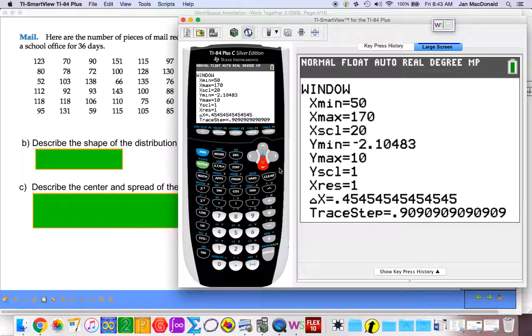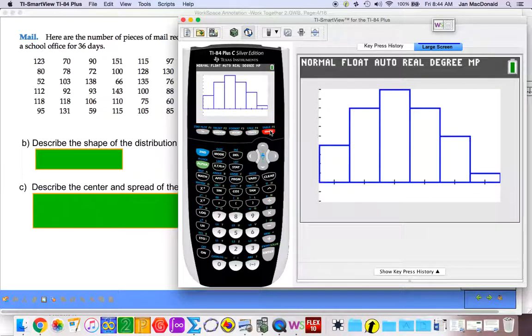Now, how about my Y minimum? Well, the smallest possible number of pieces of mail would be 0, but I'd like to see a little bit below that in my graph. And I said the maximum pieces of mail is 10. Well, maybe it's bigger than that. I could make that 15, whatever I want. Let's see how this looks. So now I've changed my window, and that's very important when creating a histogram. Okay, and now I'm just going to simply hit graph.